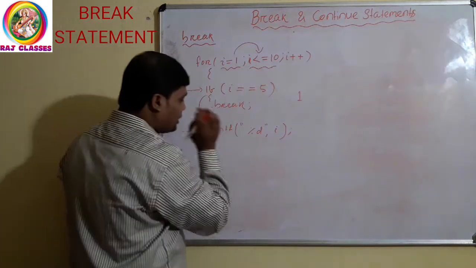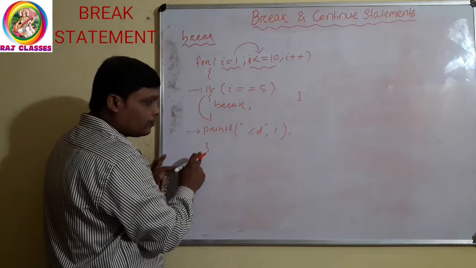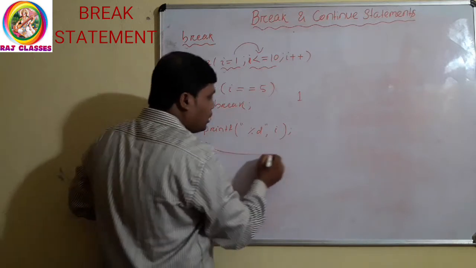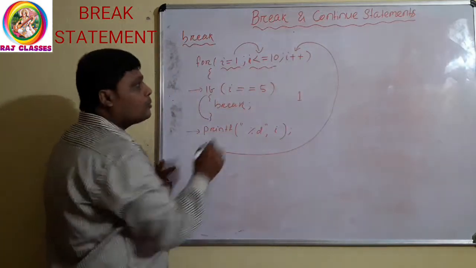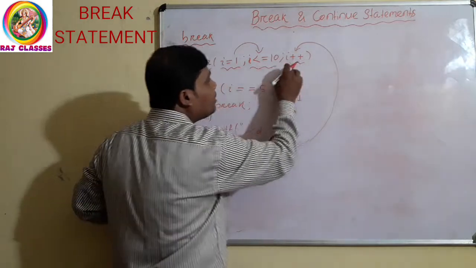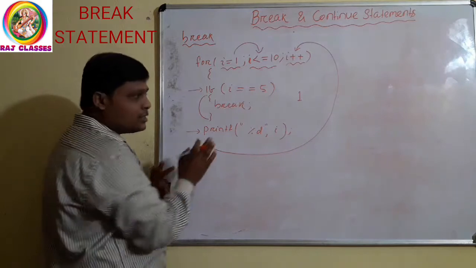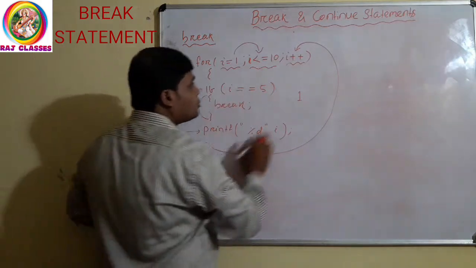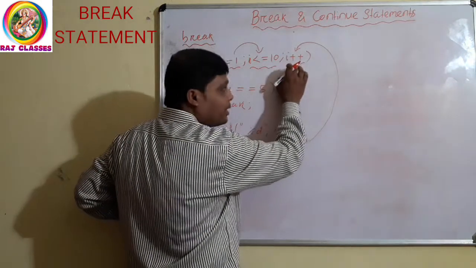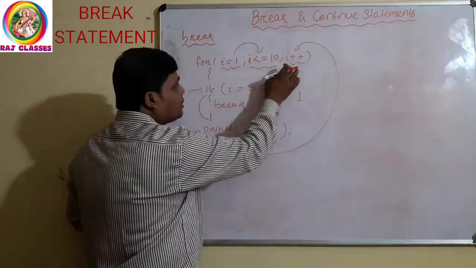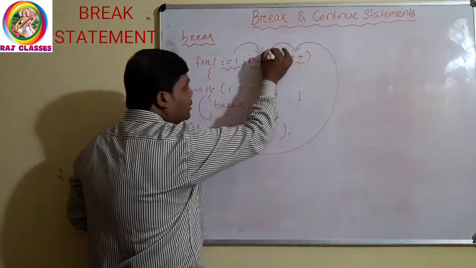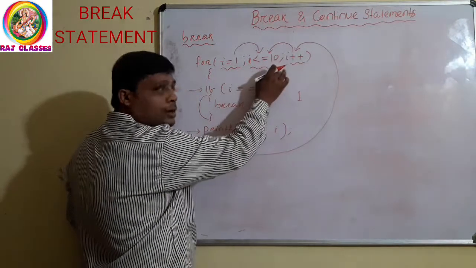Clear? Then this is the end of the for loop. So control will transfer to the starting of the loop, that means to the increment or decrement part. This is the rule of the for loop. So here the I value will be incremented. I value will be 2. Now see, after increment or decrement, again it will check the condition.